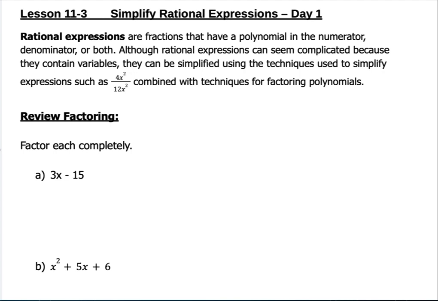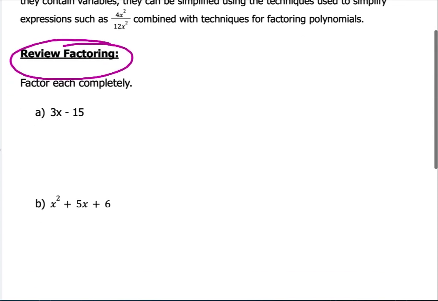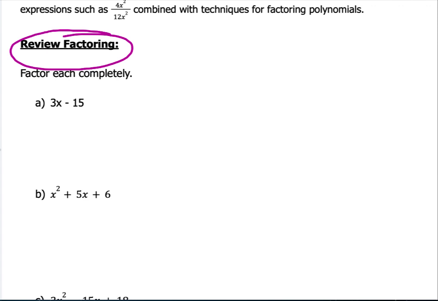Welcome to part one of our simplifying rational expressions lesson. So it's going to be broken into a couple pieces. Part one starts with a quick review of factoring. What can I simplify, or what can I break a complex expression down into simpler pieces?